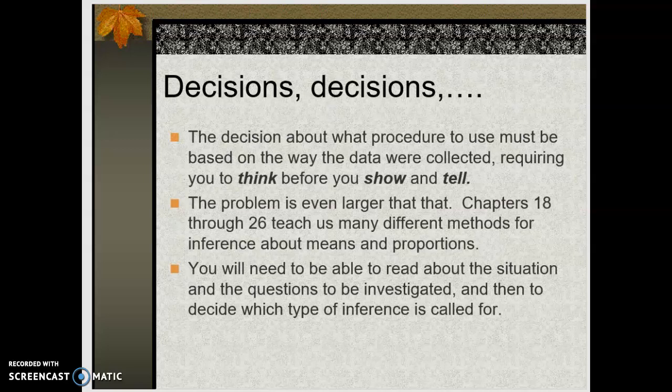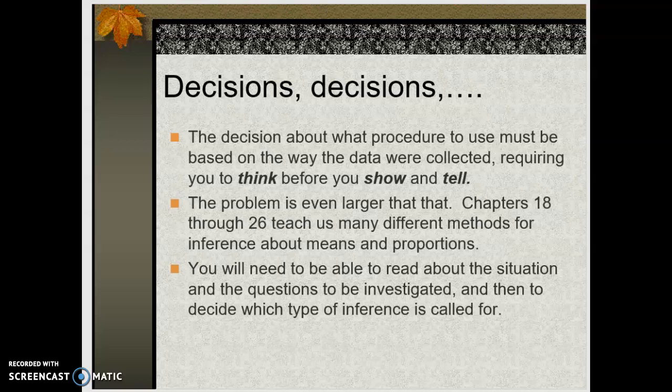So the decision about what procedure to use must be based on the way the data was collected, and you have to think about the problem itself. You've got to think before you do the show and tell. They're not going to always tell you what you need to do. In fact, some of the worksheet problems that I've given you for homework are for you to decide which situation it is.